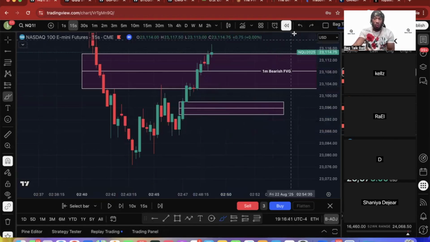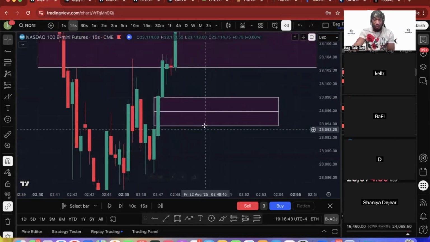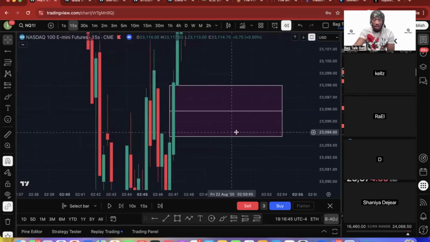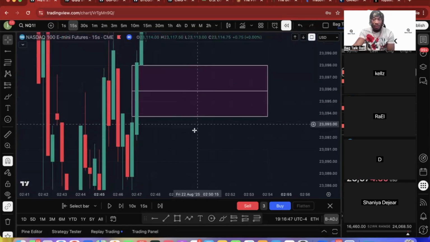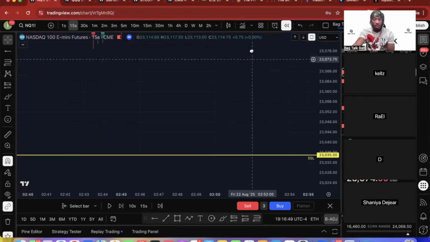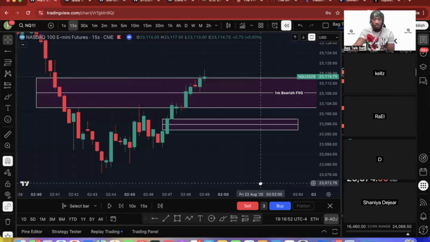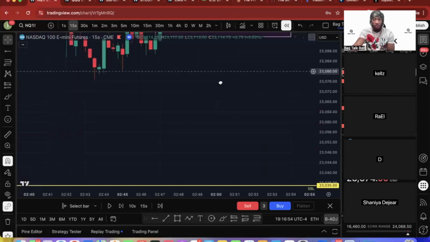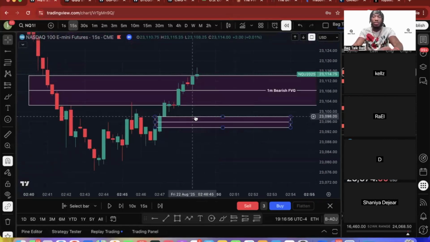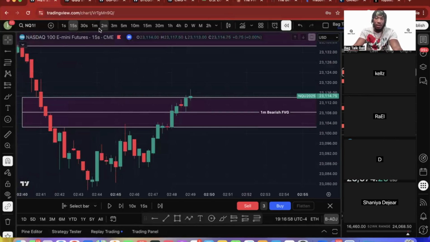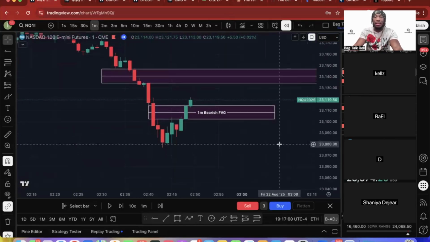So I have if-then statements on this now. If we invalidate this, then target yellow. You feel what I'm saying? If we invalidate this, then target yellow. We never even touched it in the first place, so it became irrelevant. I never took a trade, so I'm cash. And that's how I be approaching things.